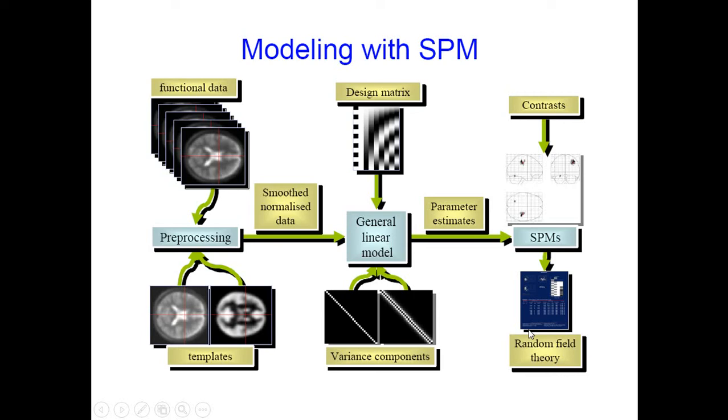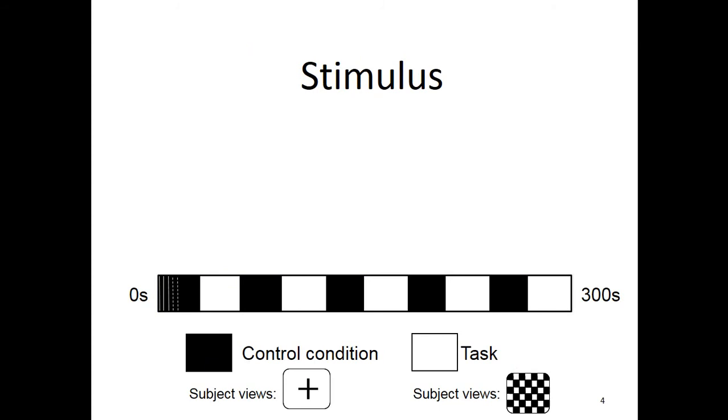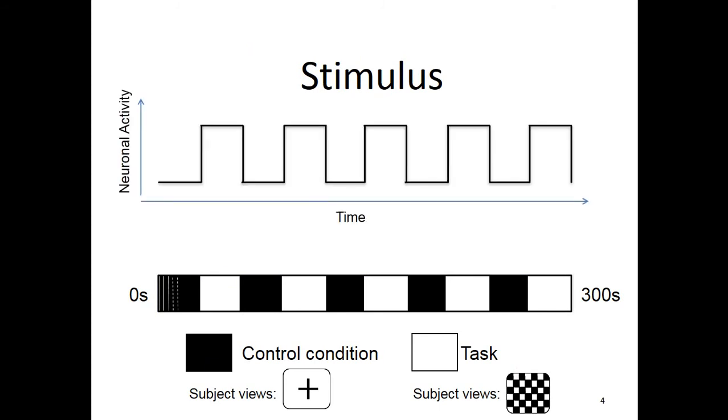Gaussian random field theory, which is just a method for multiple comparisons correction. Okay, so just to reiterate roughly what fMRI is doing, we have some task stimulus. So here is a control condition, then a task condition, control condition, task condition. And we would expect that the neurons are activated during our task condition. So you can see the responses are higher here, and they're low during the resting control condition.